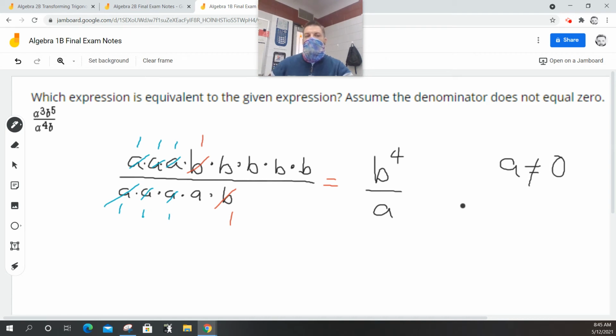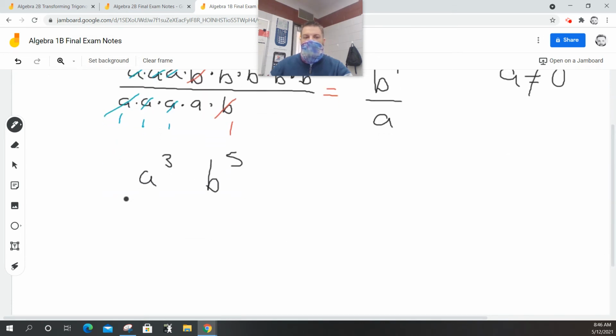Well, there's a shorter way to do that. I could say A to the third power, B to the fifth power, all over A to the fourth power times B to the first power. And if you remember, we did this way back in January. We're going to subtract the smallest one from the biggest one. So 3 is smaller than 4, so I can just say minus 3 here. But whatever I do on the top, I also have to do on the bottom.